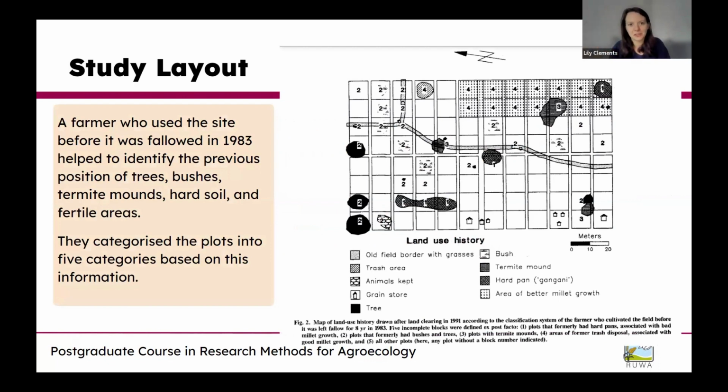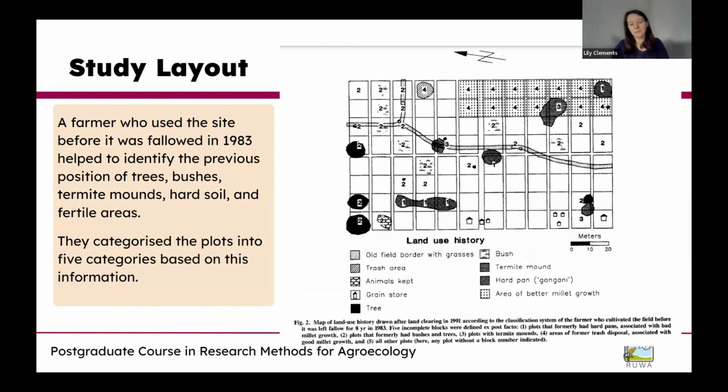So here we have an image, which is the layout of the study, the field, and it looks at the history of the land use. And this comes from the paper, which is given back in topic 1. Now, a farmer who used the site before it was fallowed in 1983 helped to identify the previous position of where trees, bushes, termite mounds, hard soil, and fertile areas were.